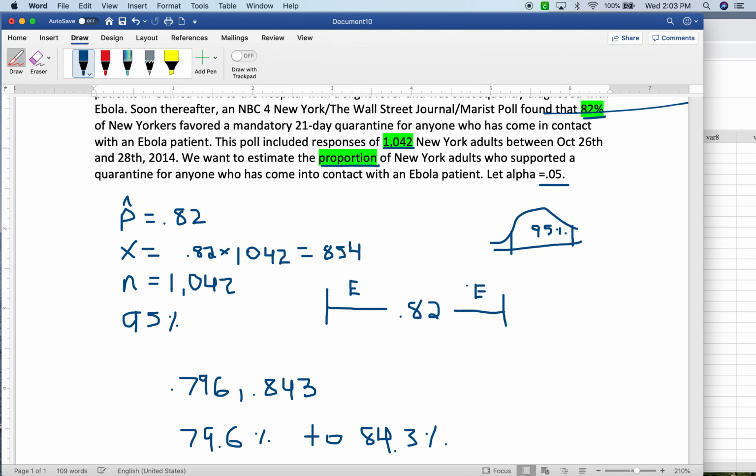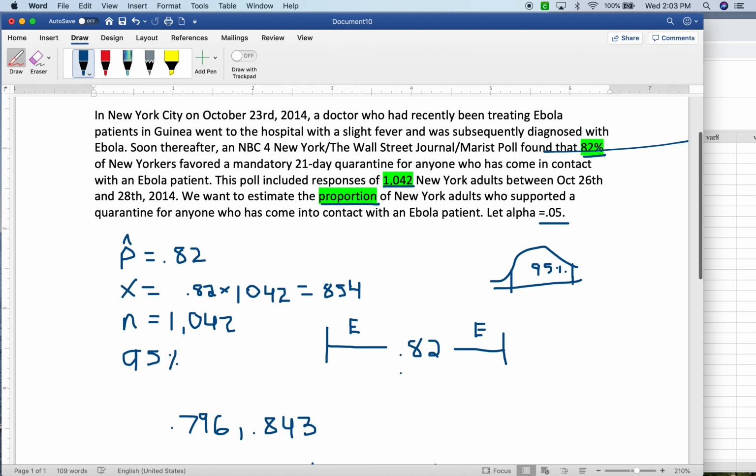So our final conclusion: we are 95% confident that the true proportion of New York adults who supported a quarantine for anyone who has come in contact with an Ebola patient is between 79.6 and 84.3%. So when you're doing these problems, the most important thing is first to pick out: are we looking for a proportion? Are we looking for a mean? Are we looking for a standard deviation? This one was a proportion. Then you're going to pick out your x and your n values.